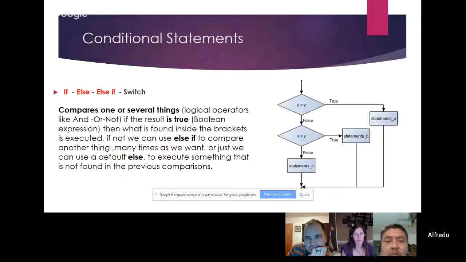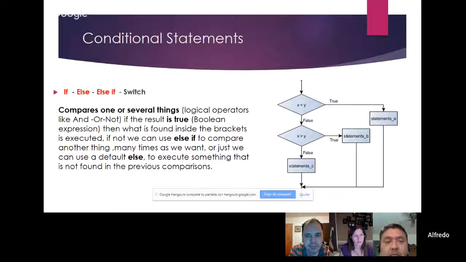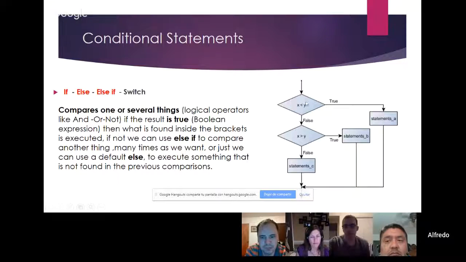Conditional statement. I will show you some practical examples that I made, but I need to go fast because we lost a lot of time. A conditional statement compares one or several things. If we have logical operators like and, or, not, we can compare more than one thing, and it returns true. For example, imagine you have an if here. We compare two values. If the result is true, then the statement is executed and finished. If not, imagine you have an else here.